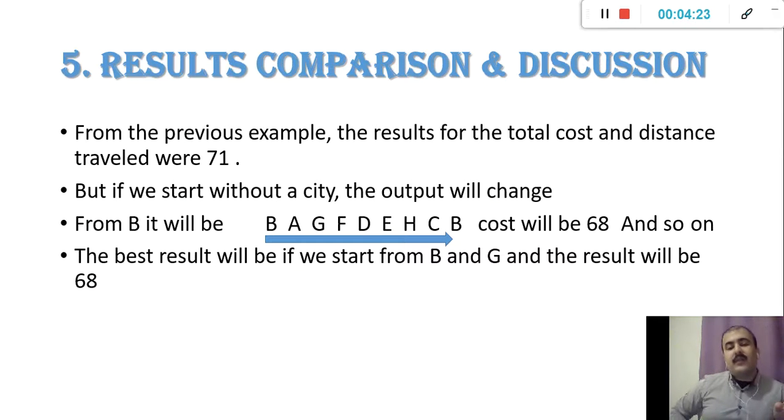In this method, if we start from A, the result will be 71. But if we start from another point, we may have a different result, which may be better or worse. If we start from B, the cost will be 68. So that result is better than when we start from A.